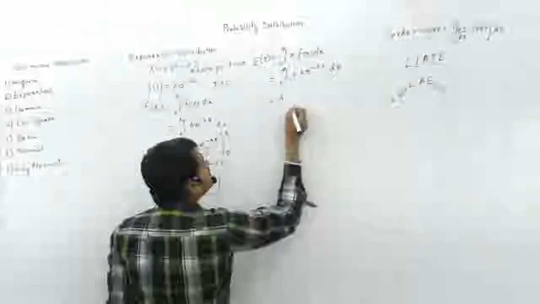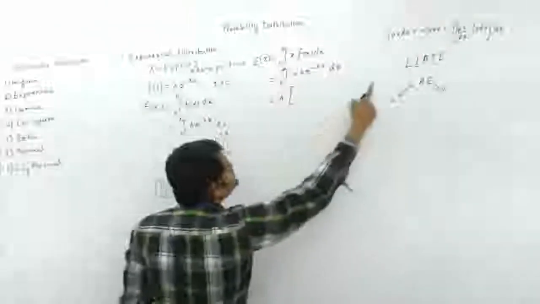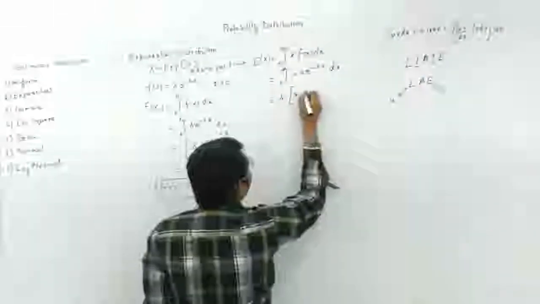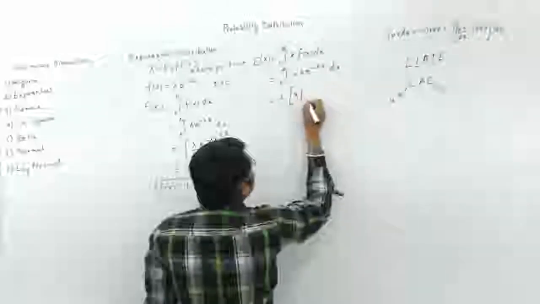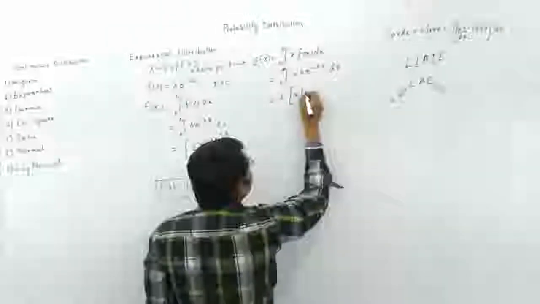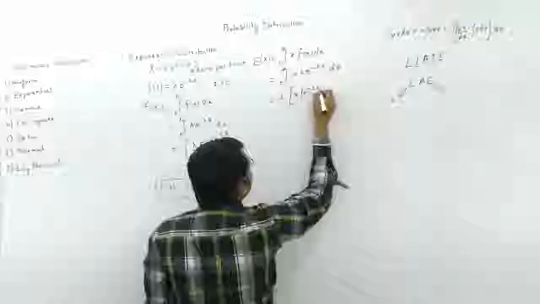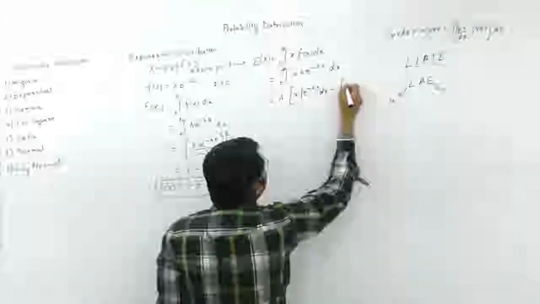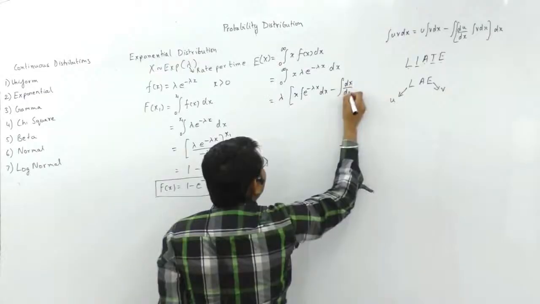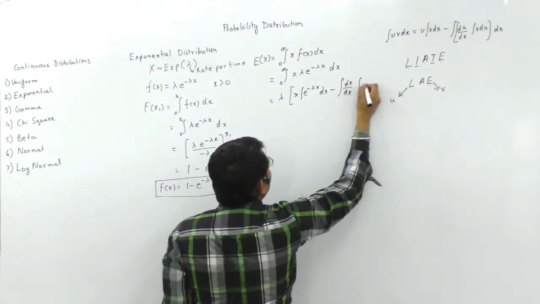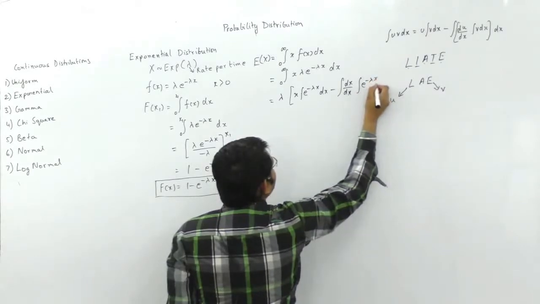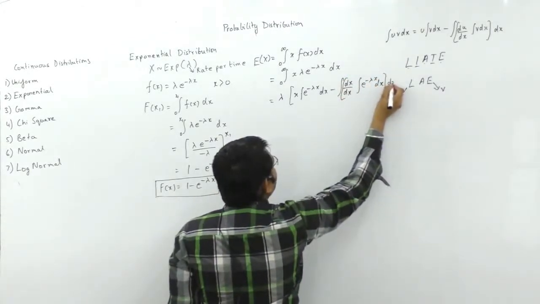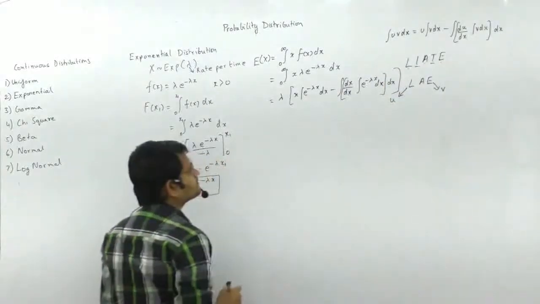I'll just take lambda common, and then first u is constant, so we get x, then the integration of v, that is e raised to minus lambda x dx, then minus, we'll have the integration of the differentiation of u times the integration of e raised to minus lambda x dx, and then dx. We'll have to integrate it again.